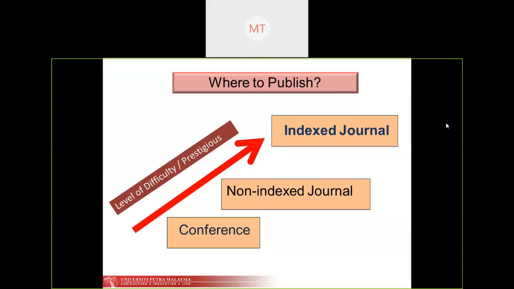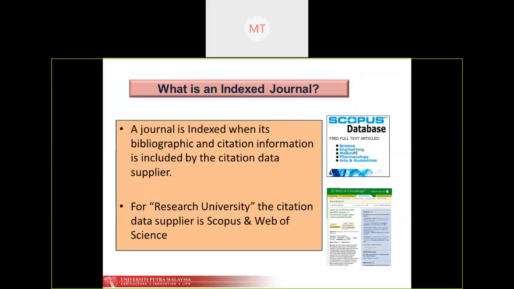Next, what is actually a conference proceeding? What is actually a non-index journal? And what is actually an index journal? An index journal is a journal which is indexed when its bibliographic and citation information is included by the citation data suppliers. For research universities like University Putra Malaysia, the citation data suppliers are Scopus and the Web of Science. This is what we call an index journal.